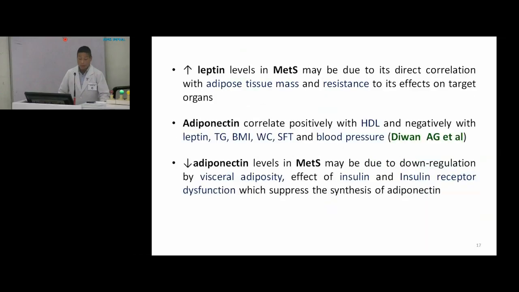The increased leptin found in this study among metabolic syndrome may be due to its direct correlation with adipose tissue mass, and also resistance to its effect on the target organ. Adiponectin correlates positively with HDL and negatively with leptin, triglyceride, BMI, waist circumference, skin fold thickness, and blood pressure. Decreased adiponectin level found in metabolic syndrome may be due to its downregulation by visceral adiposity and the effect of insulin and insulin receptor dysfunction. These are known to suppress the synthesis of adiponectin.